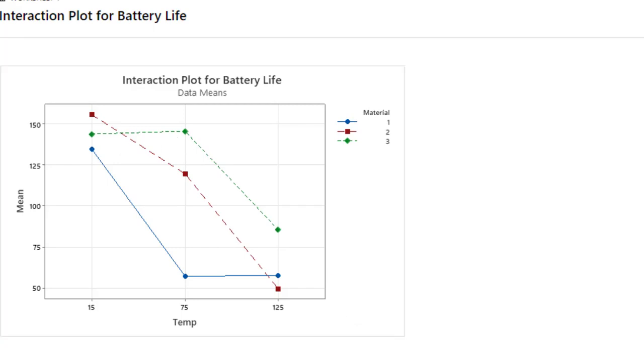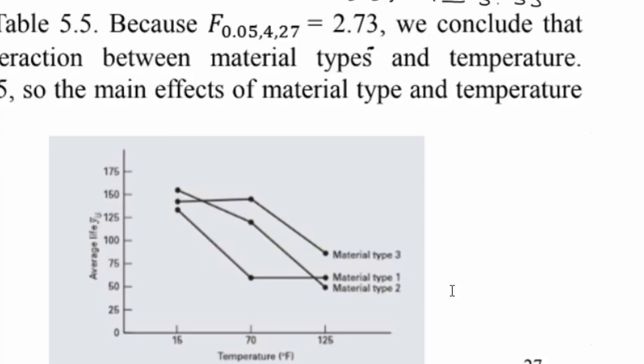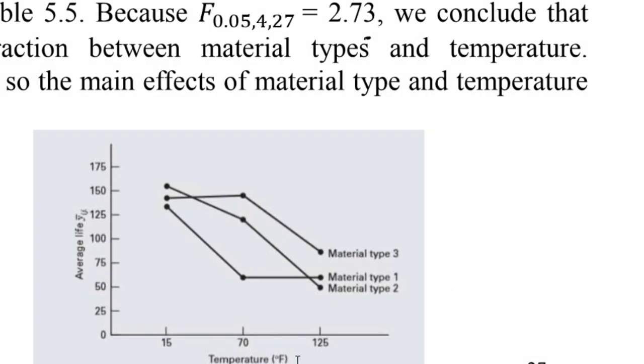Now we will interpret these graphs, what these graphs are saying to us. By interpreting, you will see that battery life is on the y-axis, and we got the maximum battery life at temperature 15 degrees Fahrenheit for material type 2. This material type 2 has the highest battery life at the lowest temperature. However, you know from the question statement that in most cases the battery works at higher temperatures, so we will have to select a material that is robust for working at higher temperatures.